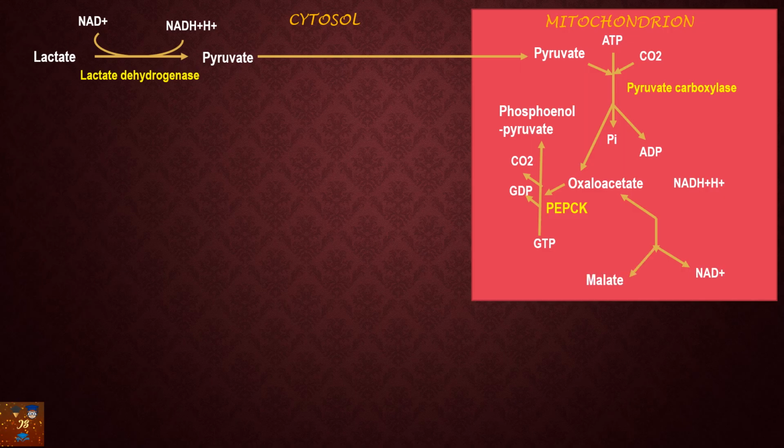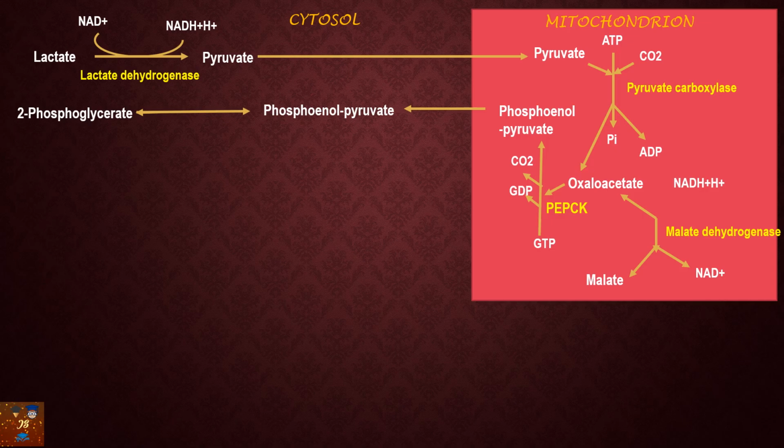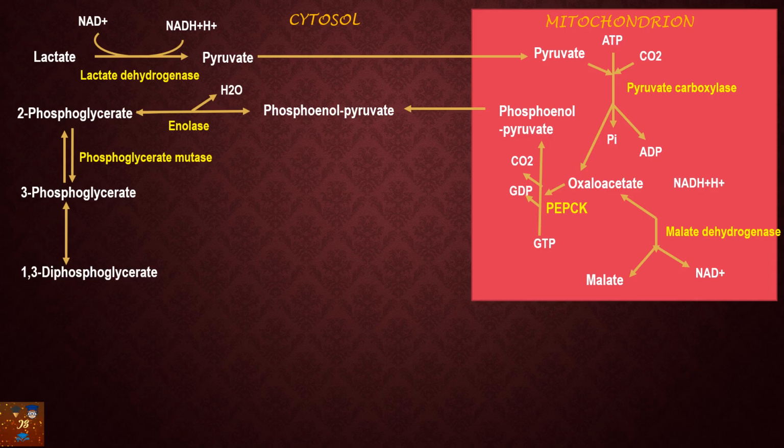This oxaloacetate, on the other hand, is converted into malate with the help of malate dehydrogenase. This phosphoenolpyruvate from the mitochondria enters into the cytosol. There, by a reversible reaction, it is converted into 2-phosphoglycerate with the help of enolase, and water comes out. Then 2-phosphoglycerate converts into 3-phosphoglycerate with the help of phosphoglycerate mutase.